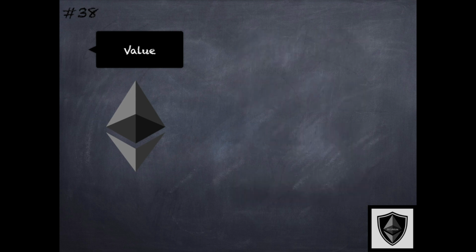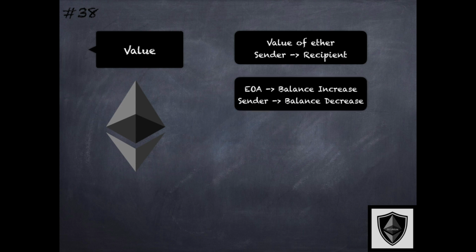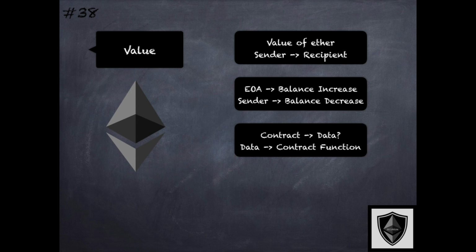The next transaction component is value. This represents the value of Ether that is being sent by the sender to the recipient. And what happens depends on the recipient being an EOA or a contract account. If the recipient happens to be an EOA, then the balance of that account will be increased by this value, and the sender's balance correspondingly decreases. If the recipient happens to be a contract account, then what happens depends on any other data that is present as part of this transaction.